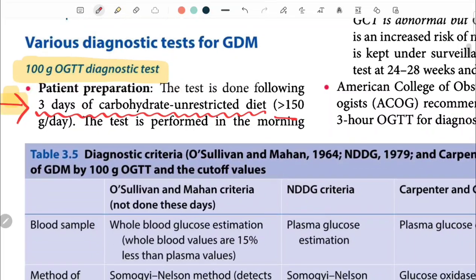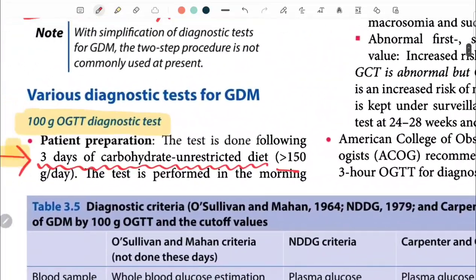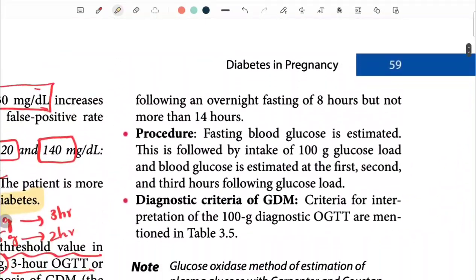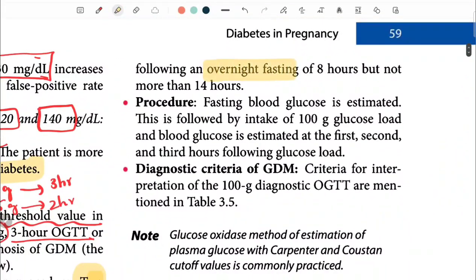The test is performed in the morning, following an overnight fasting of 8 hours. You'll ask the patient to come in the morning after an overnight fast, very very important. After an overnight fasting of 8 hours, in the morning you'll be taking the sample, but not more than 14 hours. So just restrict the overnight fasting to 8 hours.